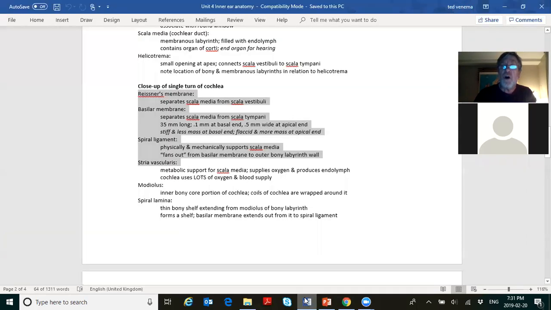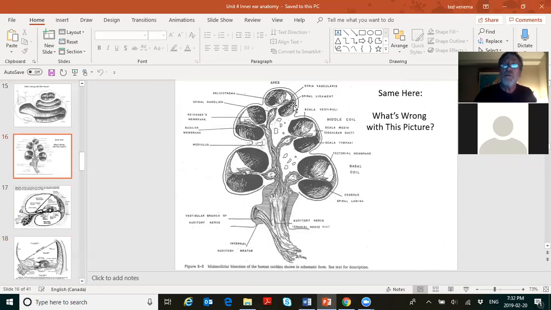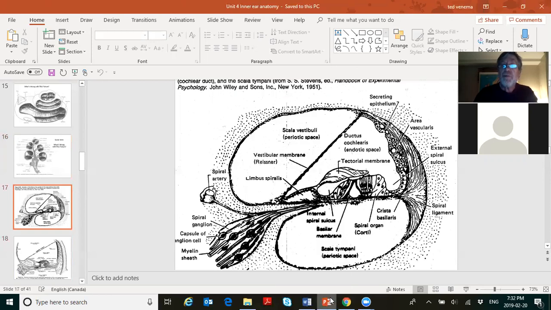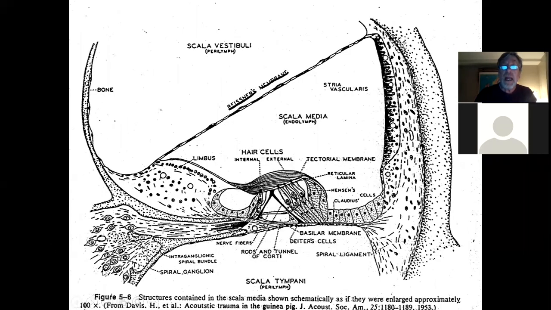So in your notes, all of these things are listed. Modiolus, that's the inner bone or core. This is modiolus. And notice these little bulbs here. Those are cell bodies of the eighth nerve. Seen here, I'll blow it up bigger. Here, spiral ganglia. Spiral ganglia. Look at the little eyes. They're looking back at you.